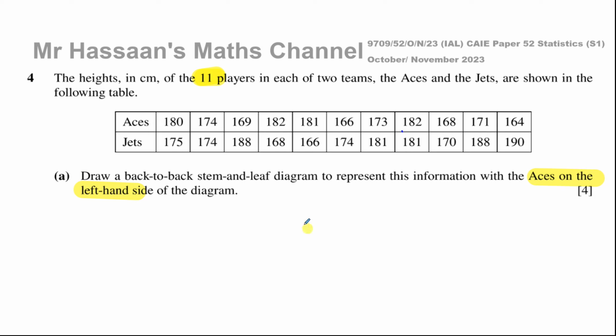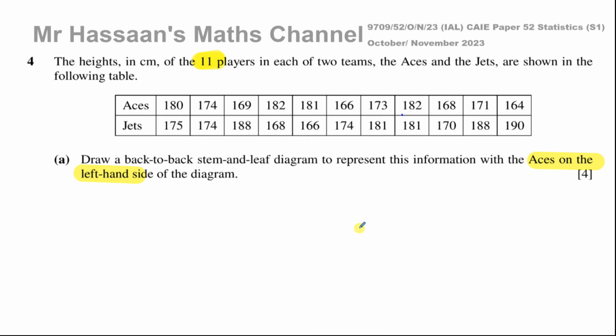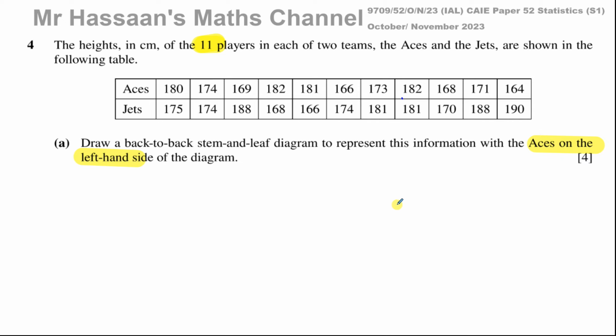A stem and leaf diagram is a type of diagram which shows the distribution of the data. This is like discrete elements of data, and it helps us to keep the accuracy of the data, as well as give us an idea of the spread of the data visually, as we'll see. Aces are going to be on the left-hand side and Jets on this side. A stem and leaf diagram has one part which is the stem, the other part which is a leaf, and the number is broken down into parts.